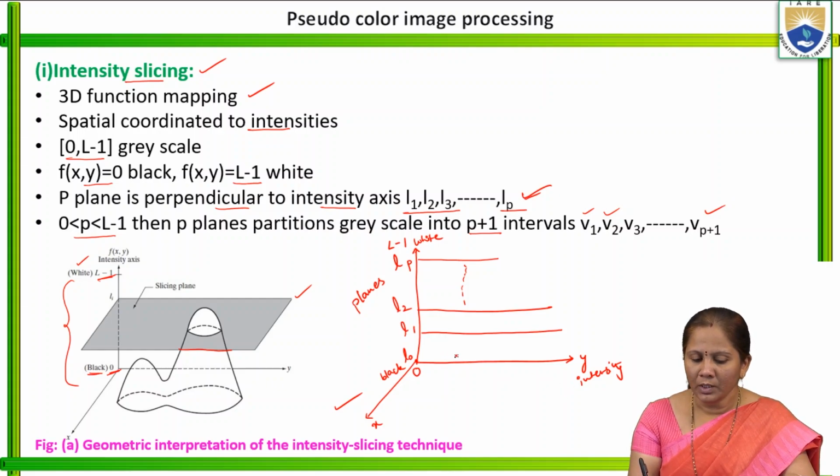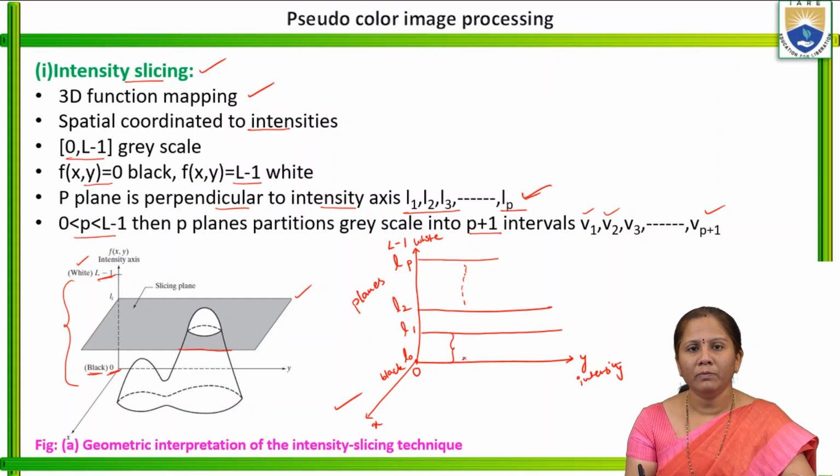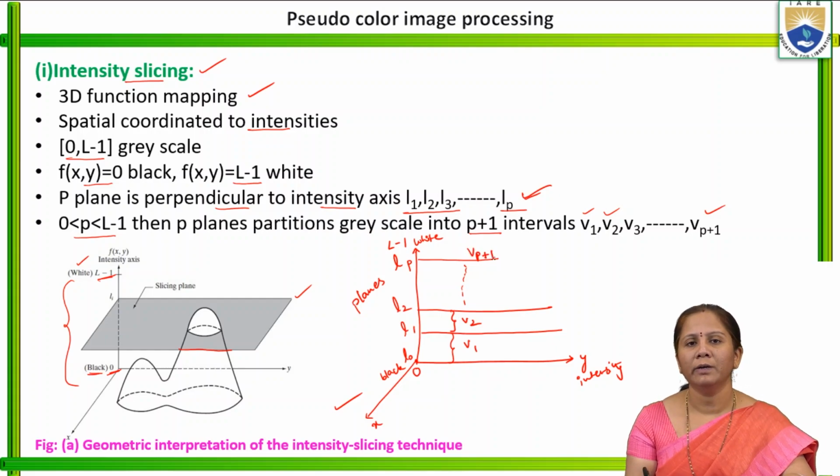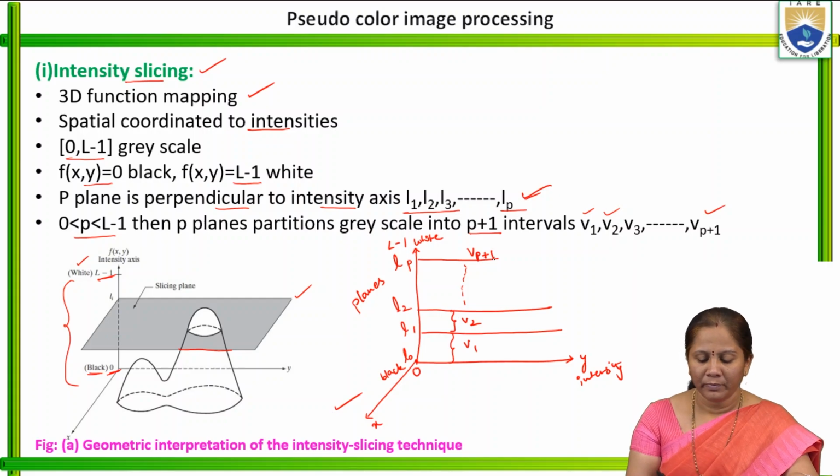It means up to the gray level, for example, if you consider this level, one color will be allotted. Let us consider the value is V1. To this range, let us consider another color is allotted. The value is V2. So on, up to the maximum Vp plus 1. So for each level, one intensity value will be allotted. That means one color will be allotted. So this is the geometric interpretation of the intensity slicing technique.